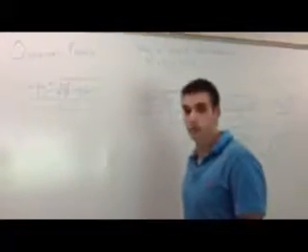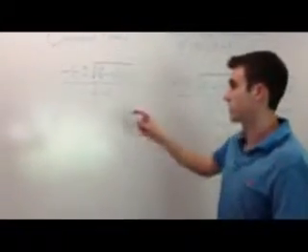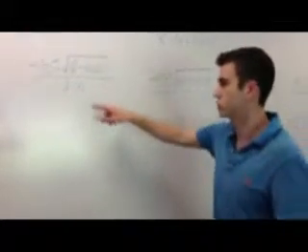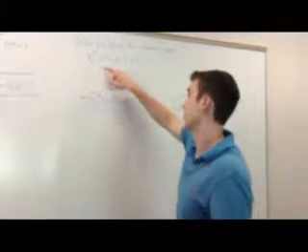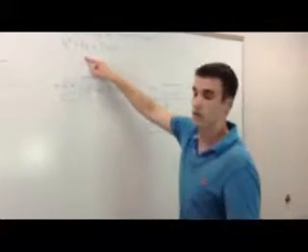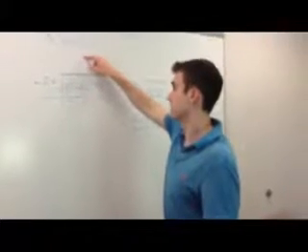The quadratic formula is stated as negative b plus or minus the square root of b squared minus 4 times a times c, all over 2a. Our a term is the leading coefficient, our b term is the middle term, and our c term is the third term.